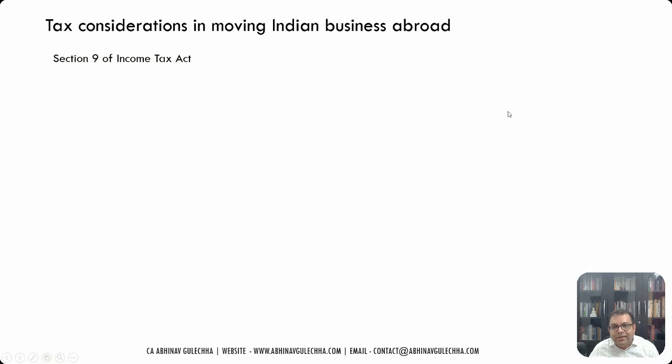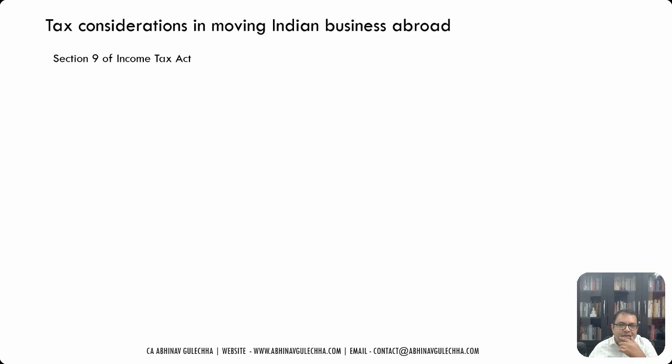So the first important thing is that you need to keep in mind section 9 of the Income Tax Act. This is a very important section which says that income deemed to accrue or arise in India. If there is any CA professional listening to me, they are very well aware of what this section is about. This section basically says that the Indian government taxes any income received in India, any income that arises in India, and then there is a certain set of income which the Indian Income Tax Act says will be deemed to accrue and arise in India.